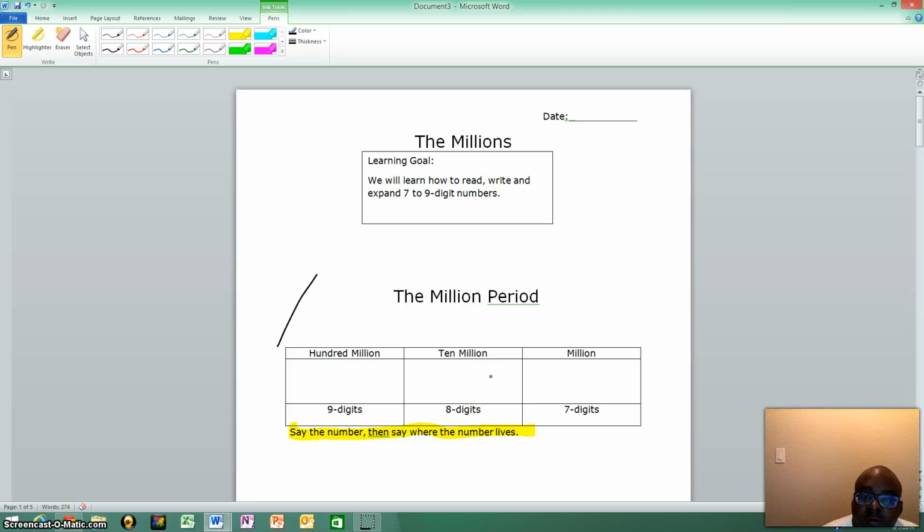Alright, so make sure you put down today's date. Our lesson is about the millions. Our learning goal is we're going to learn how to read, write, and expand 7 to 9 digit numbers.